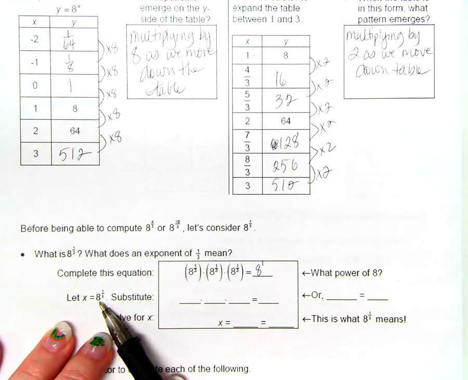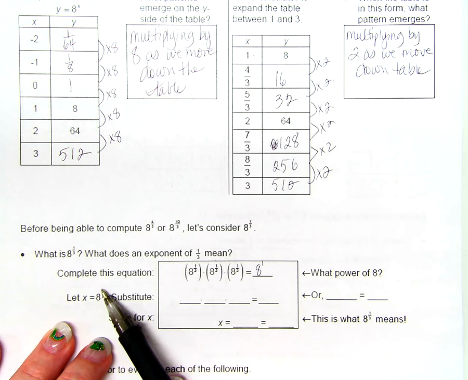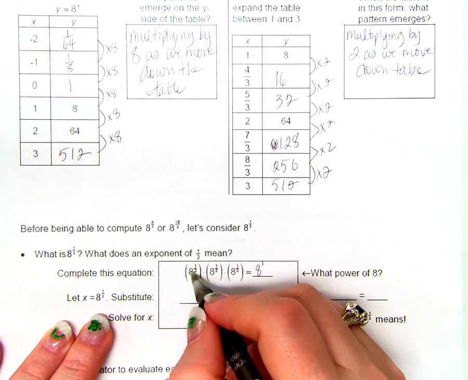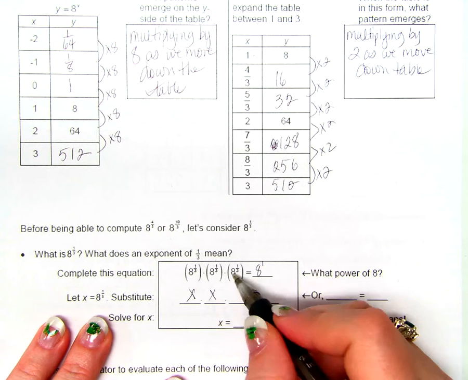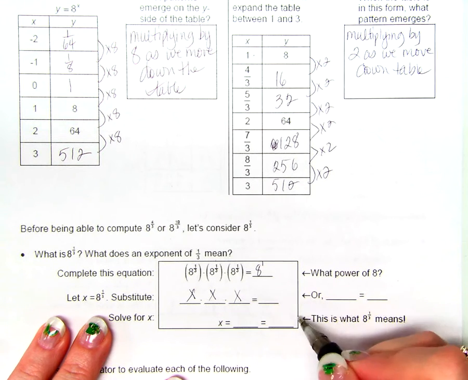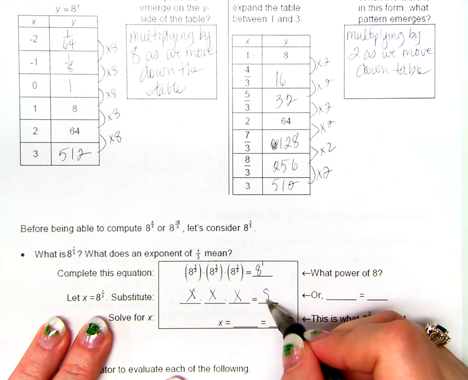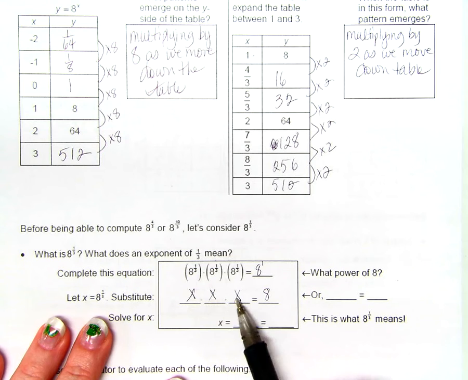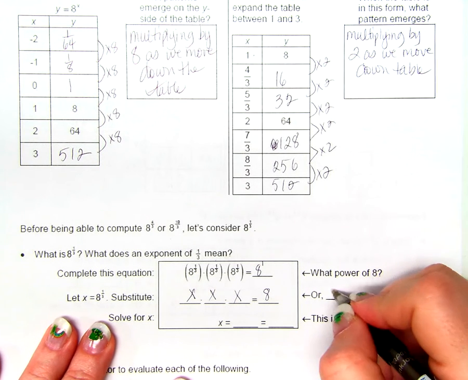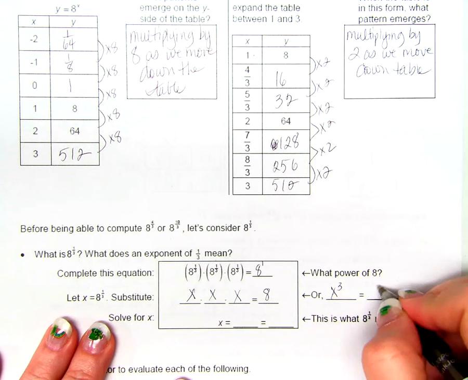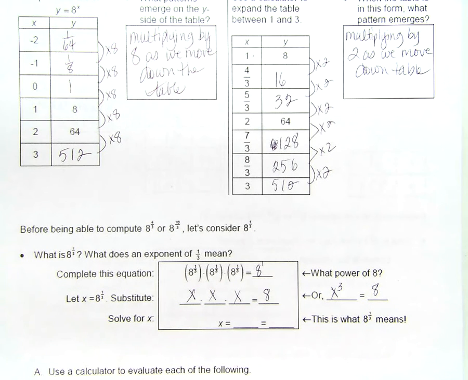Okay. So this time we're going to let x equal 8 to the 1/3. So this is 8 to the 1/3, so it's an x. This is 8 to the 1/3, so it's an x. And this is 8 to the 1/3, so it's an x. And what does it equal? 8. How do I rewrite this side of the equation? X to the third? So x to the third equals 8. How do I solve for x? Oh, a cube root. What do you mean by that?